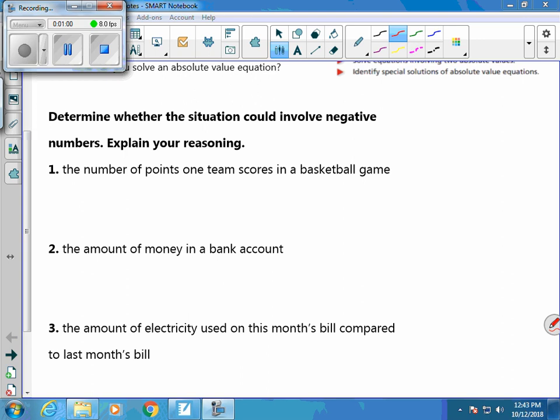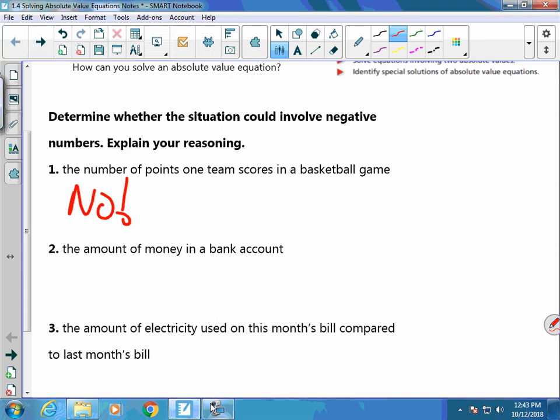All right. For number one, it says the number of points one team scores in a basketball game. I said no. That can clearly not go negative. You cannot score negative points for basketball. Even if you score on the wrong hoop, the other team actually gets the points, so you can't actually score against yourself, meaning losing points.